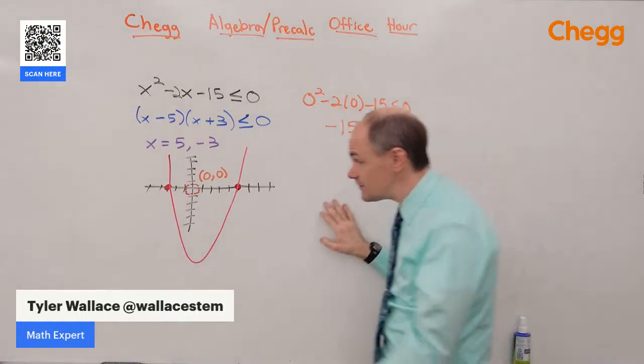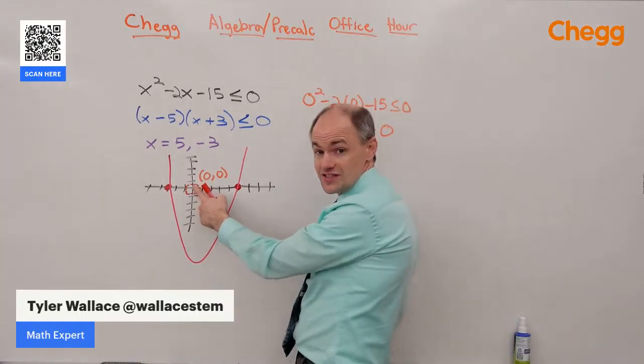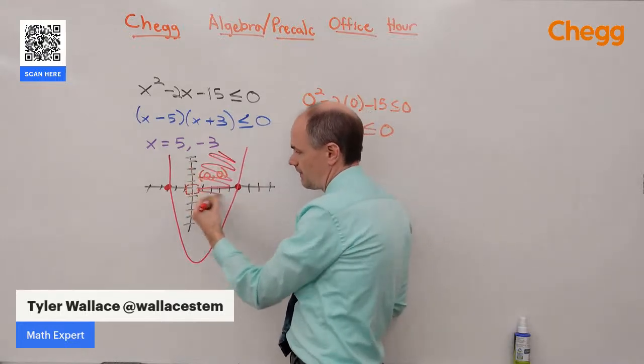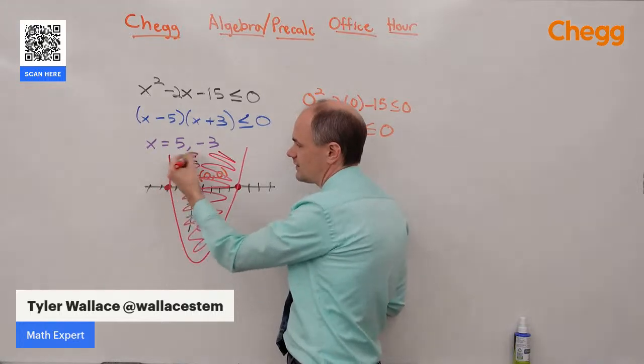If I get a true statement, I'm going to shade the section that's got my 0, 0 point on it. So I'm going to shade all of this.